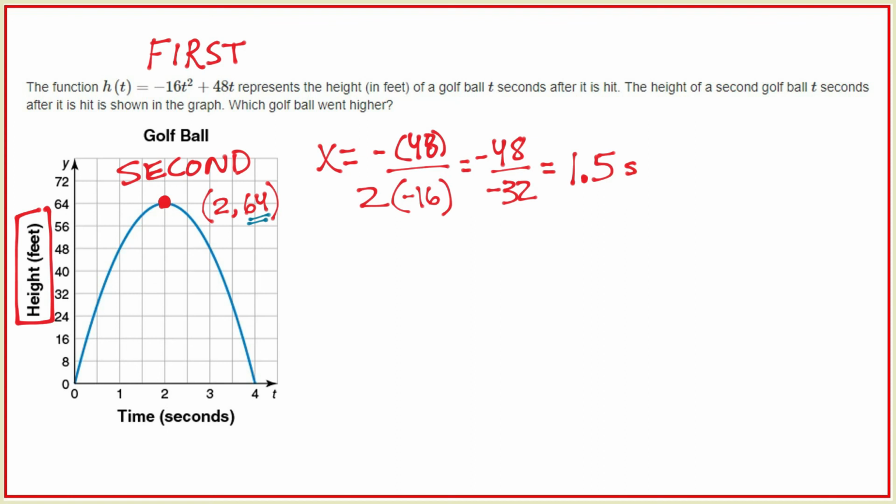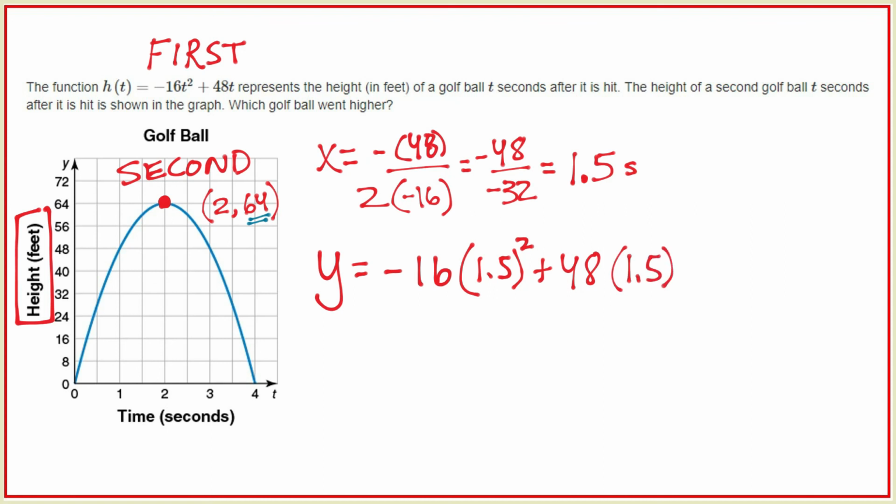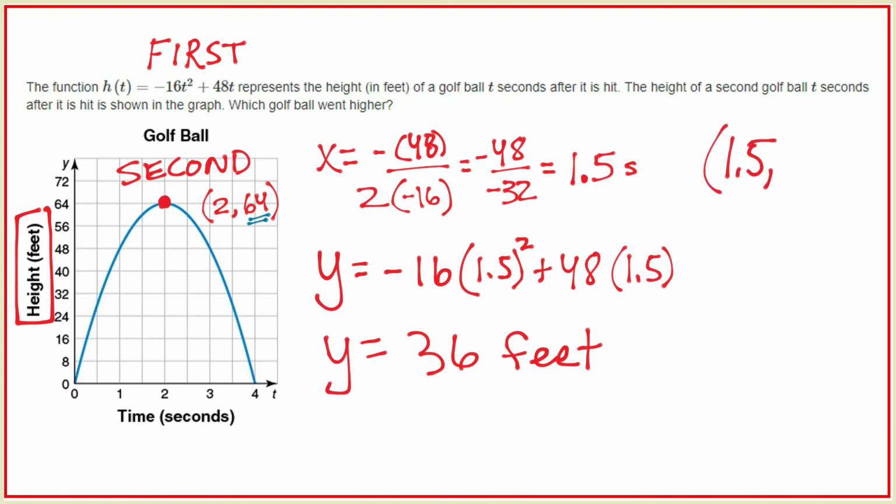So now we take the function and we go y equals negative 16 times 1.5 squared plus 48 times 1.5. And when we put that into our calculator, we find out the y value, or the height in this case, is 36 feet. So now we know the vertex of the first golf ball is 1.5, 36. So the height of the first golf ball is 36 feet. That is the maximum height.